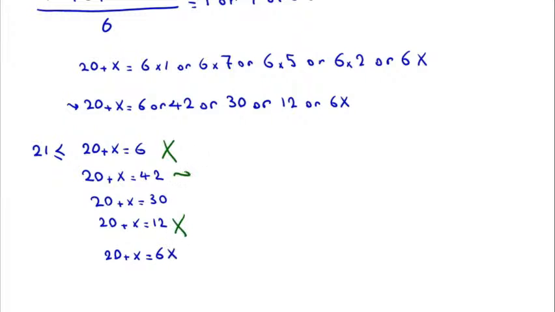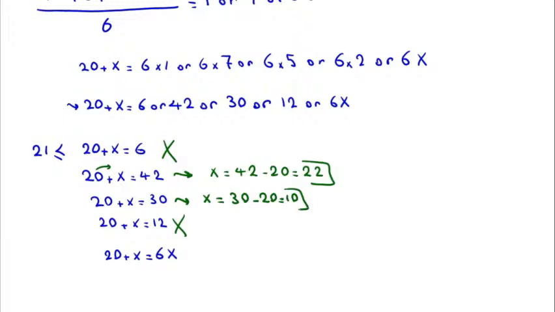So let's check each of them. We take 20 to the right hand side, it will be x equal to 42 minus 20, which is 22. The first answer. Next one, x equal to 30 minus 20, which is 10. Second answer. This one, you take x to the right hand side, 20 equals 6x minus x, 5x. So x we divide by 4. x will be 5. It will be divided by 5, sorry. We divide both sides by 5, so x will be 4.